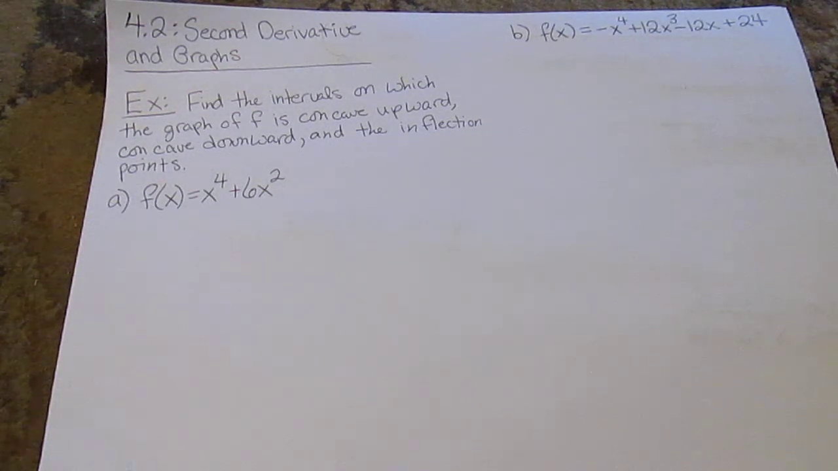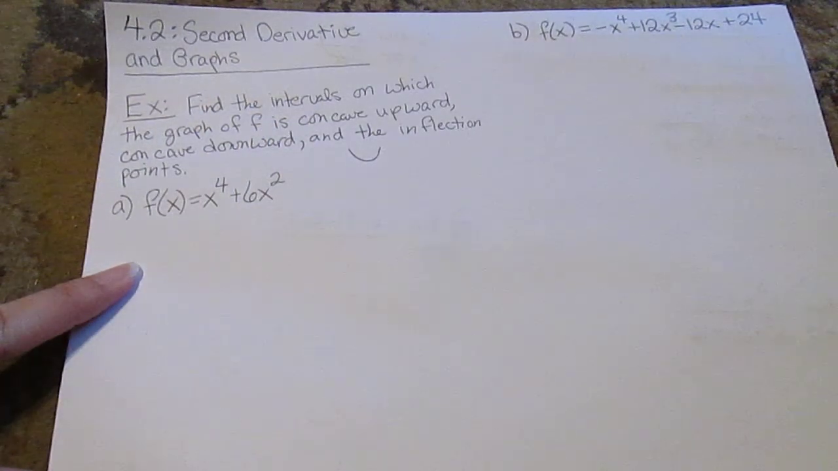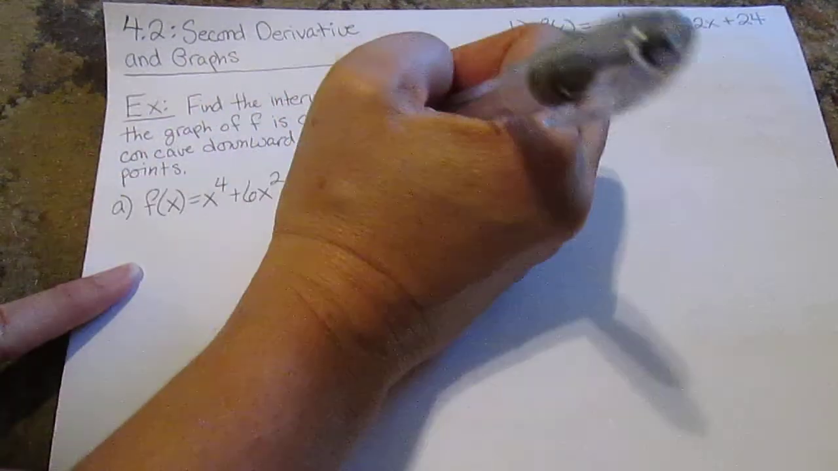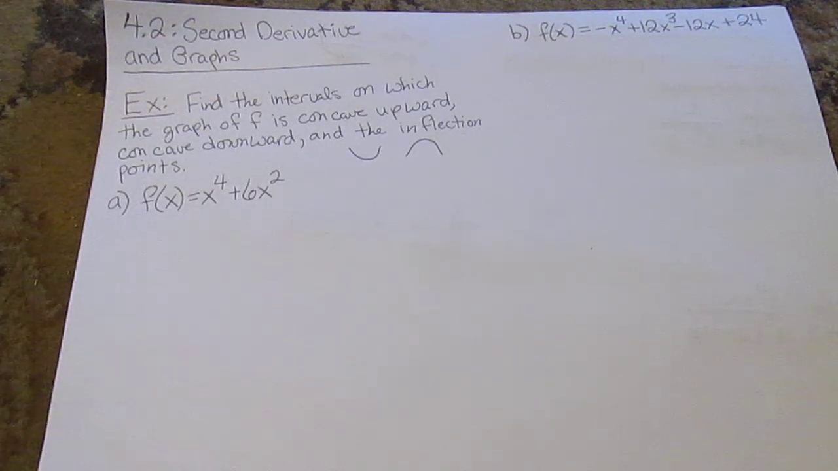So in our first example, we have: find the intervals on which the graph of f is concave upward, concave downward, and the inflection points. Okay, well, concave upward would look like this on the graph, and concave downward would look like this on the graph. The inflection points are where the concavity changes, so where it changes from either concave upward to concave downward, or concave downward to concave upward. So we're going to be finding these things out.